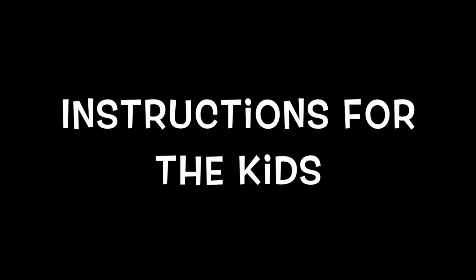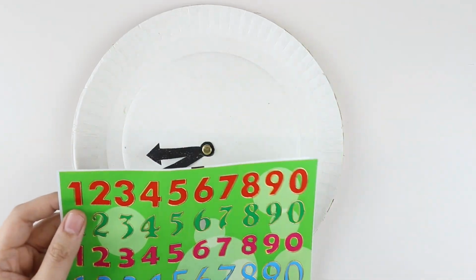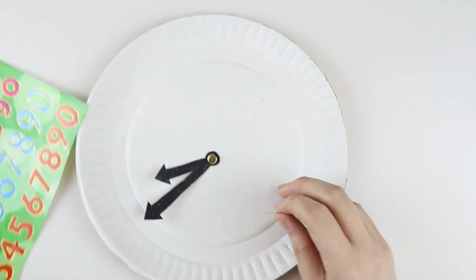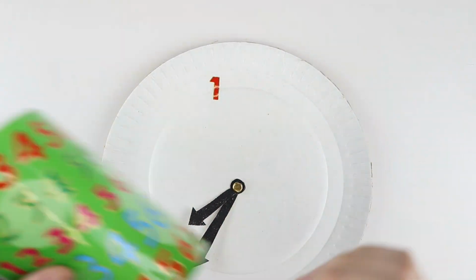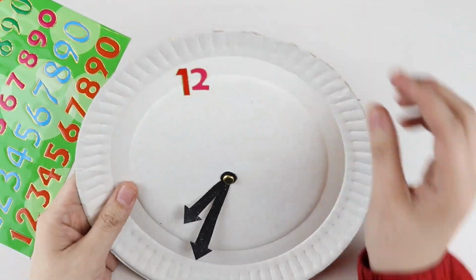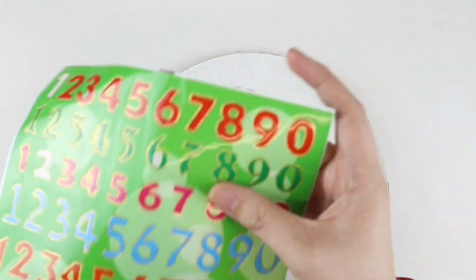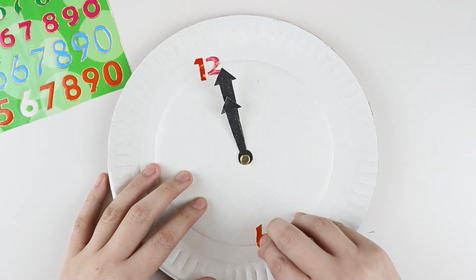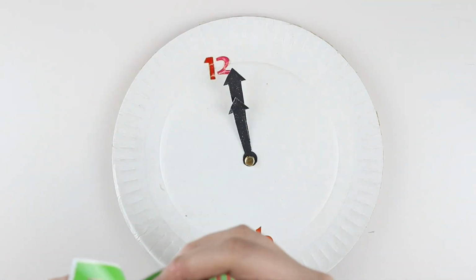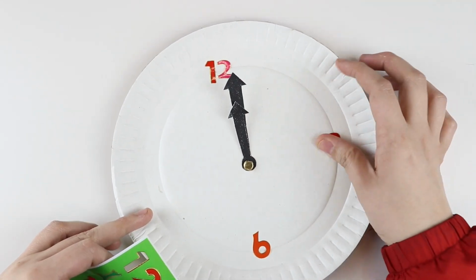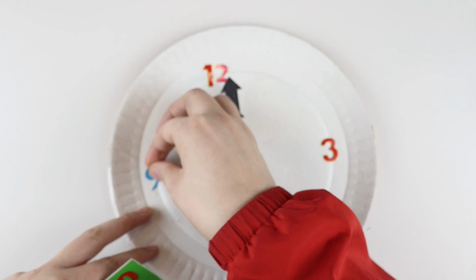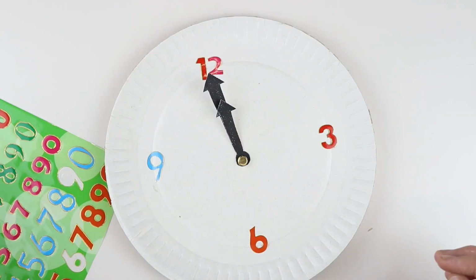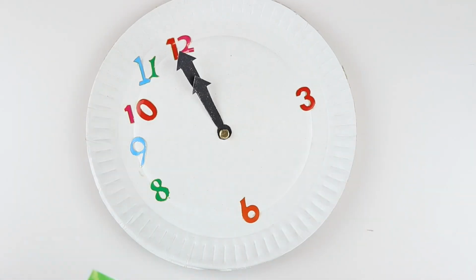Now, we will stick the numbers 1 to 12 on the paper plate. Start by putting 12 on the center top of the clock, followed by 6 at the center bottom, and 3 at the center right, and 9 at the center left. Then you can just fill the numbers in between.